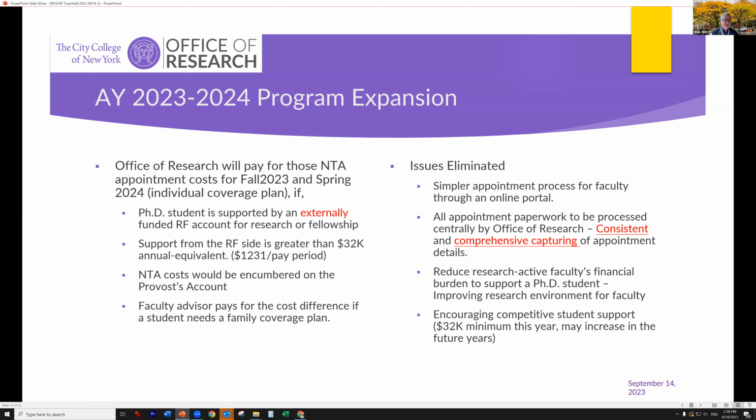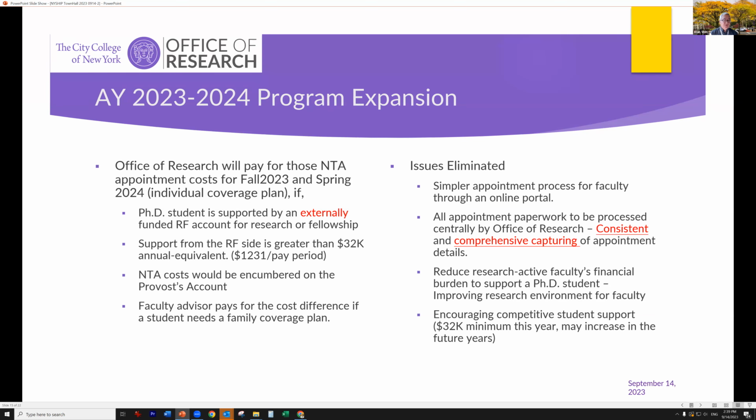Starting from this particular academic year, we created an online portal and allow the faculty or their supporting staff to submit the student information through this portal, and we appoint the students to non-teaching agent appointments against a single Provost account. If the student, again, is externally funded, but this year we require that the support amount be more than 32K.